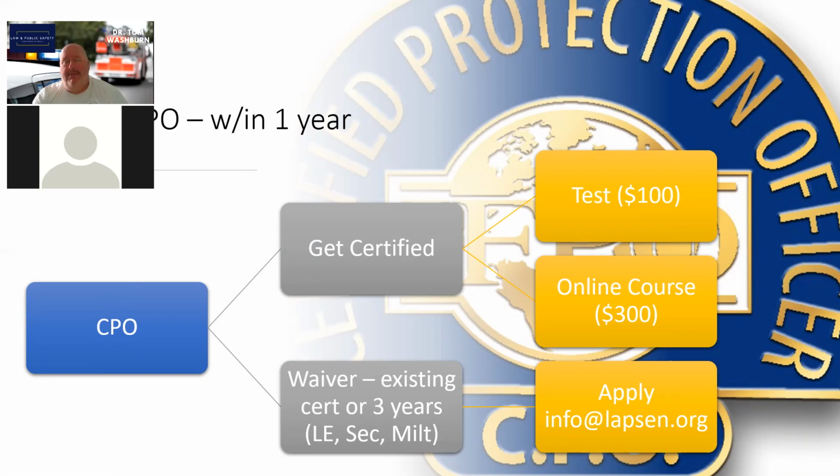Now, if you're like me, even though I have some law enforcement experience, I personally would prefer to get trained so that I can be the best teacher for my kids. If my school would pay for it, I would go ahead and take the CPO class online. It's $300 for LAPSON members. I think it's like $450 otherwise, but y'all are all LAPSON members because you're North Carolina.